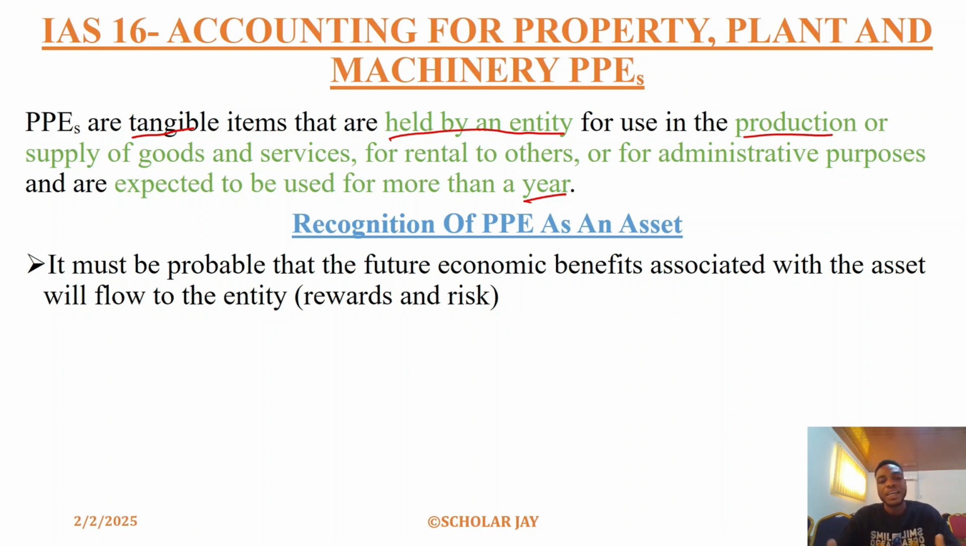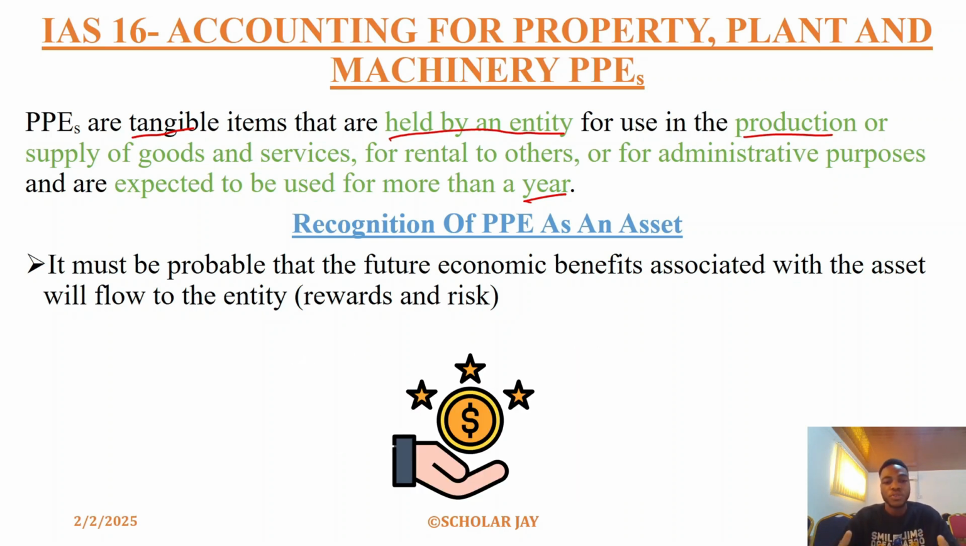So if you are acquiring an asset, and you know that this asset will give you some benefit, the chance that this asset will generate revenue for the company, or there are certain benefits associated with the asset which will flow to the entity, it means that it is possible to recognize this asset as PPE. Okay. And I indicated rewards and risks. Rewards have to do with helping you generate income, helping you carry out your day-to-day operations.